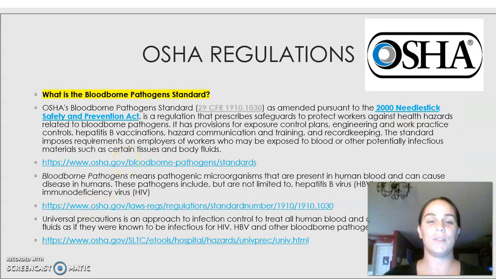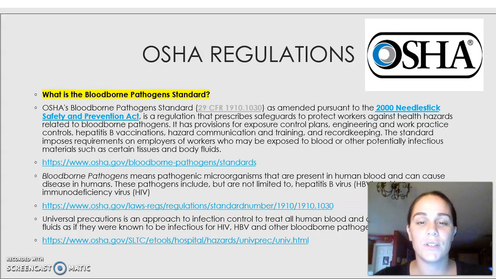All right, on this slide, we do have a lot of verbiage here. I just wanted to go ahead and get some definitions down. So I'm going to read our OSHA regulations and the definition of the bloodborne pathogen standard. OSHA's bloodborne pathogen standard, as amended pursuant to the 2000 Needlestick Safety and Prevention Act, is a regulation that provides safeguards to protect workers against health hazards related to bloodborne pathogens.